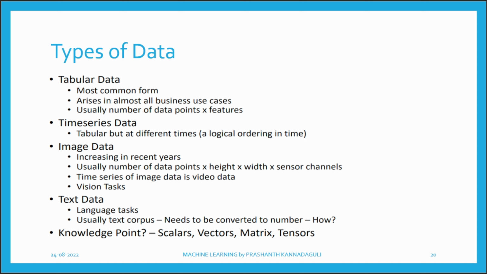Text corpus you don't have to convert into number, right? So that's my question. What do you think? Anybody? Just tell what you think. That's all.